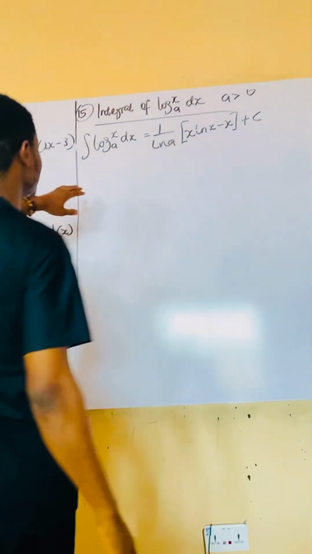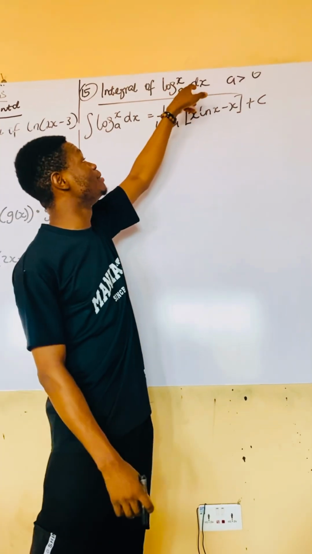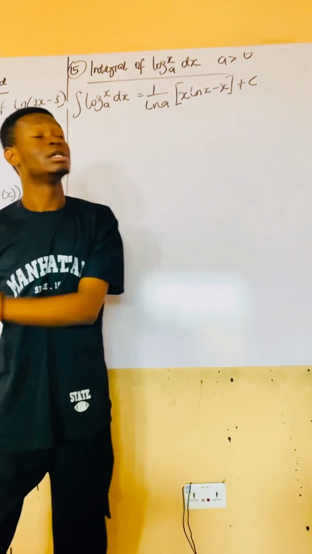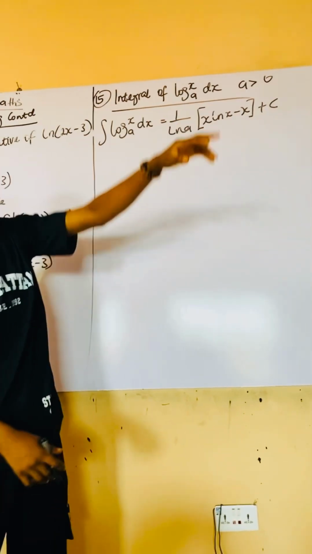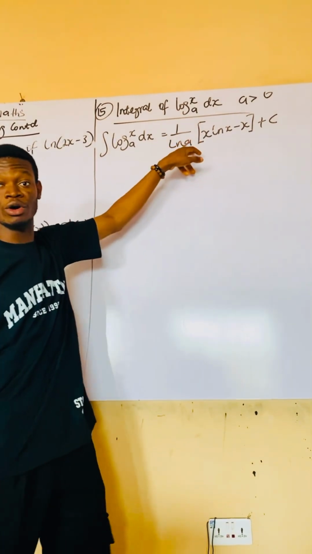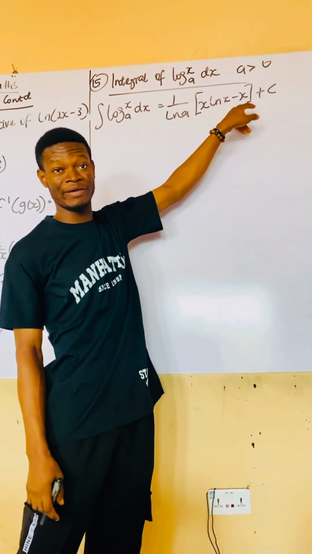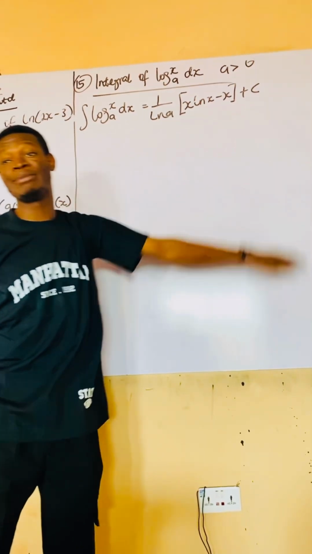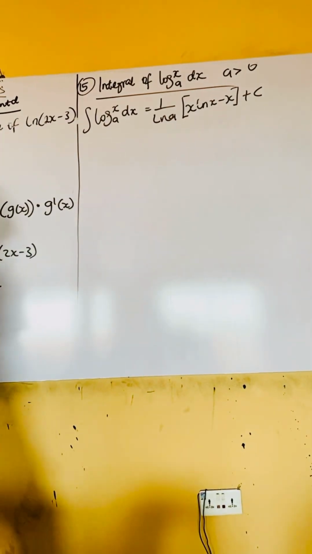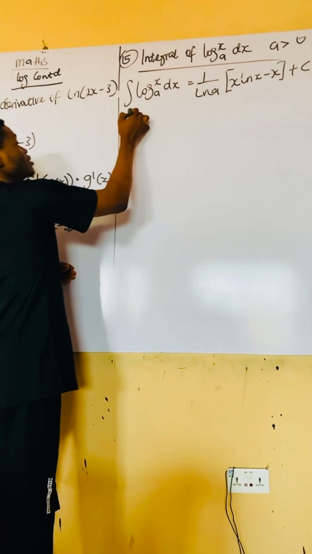So we are going to prove that the integral of log x base a dx, where a is greater than 0, is equal to 1 over ln a times (x ln x minus x) plus our arbitrary constant. So we are going to prove it.